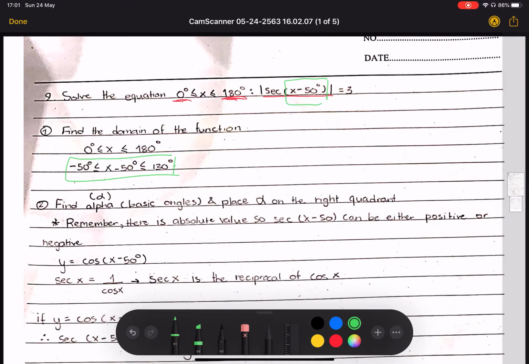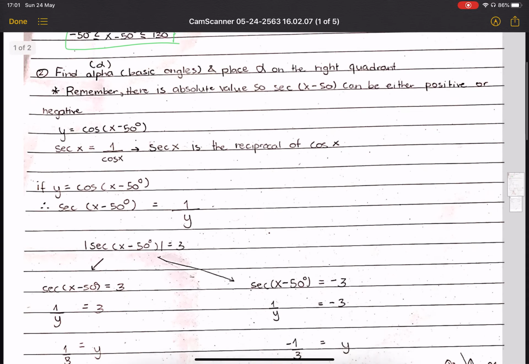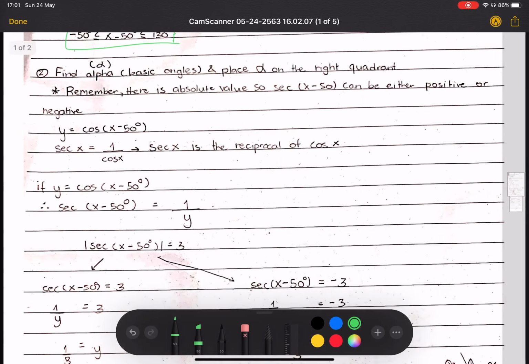Next, we have to find the alpha of the basic angles. Remember that the basic angles cannot be negative, and place the alpha on the right quadrant. So let's see this step. And remember that it is an absolute value, so sec x minus 50 can be either positive or negative. So let's see.